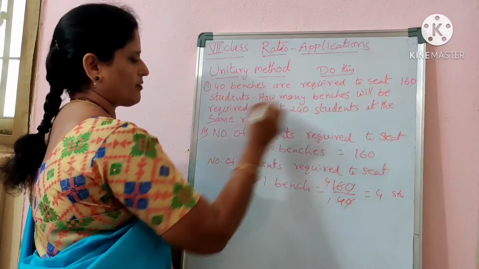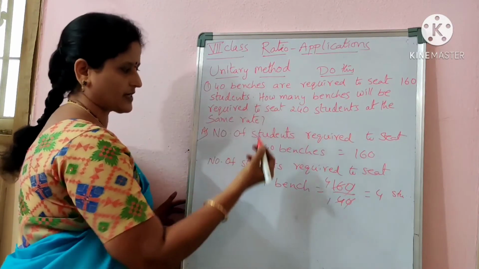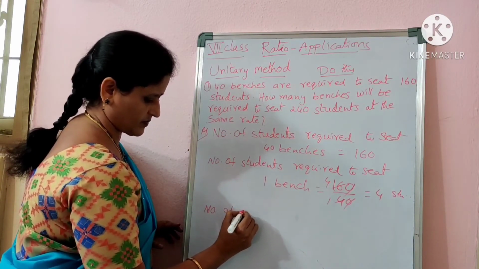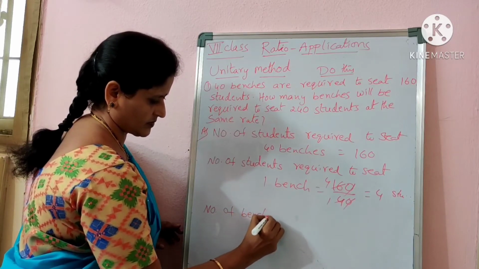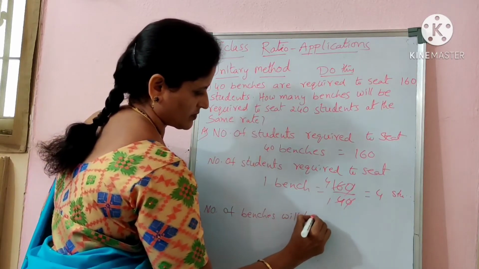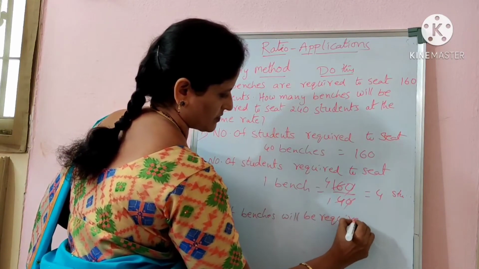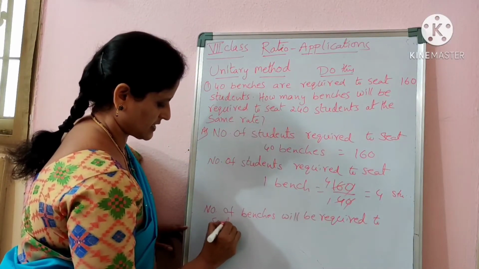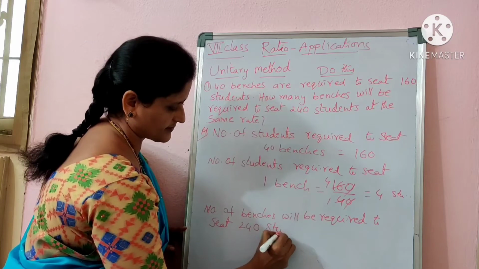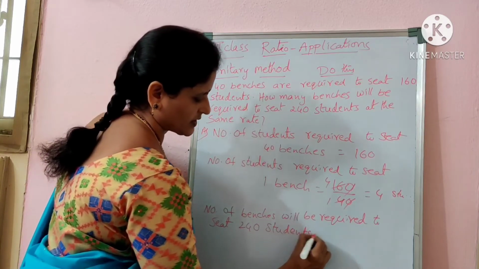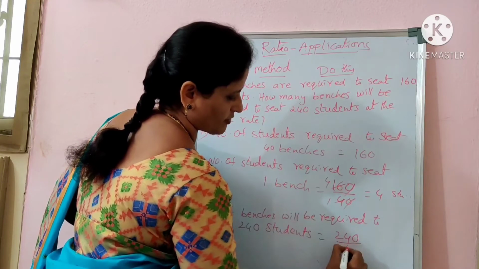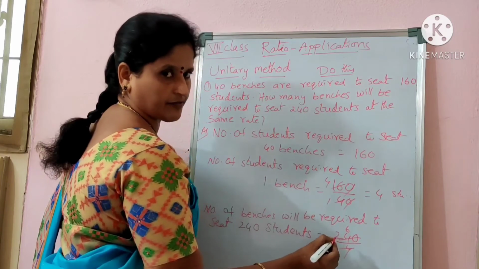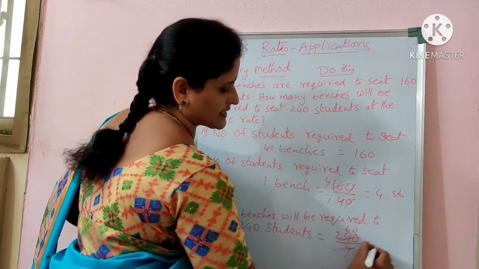Number of benches required to seat 240 students at the same rate is equal to 240 by 4. 4 sixes are 24, zero. So 60 benches.